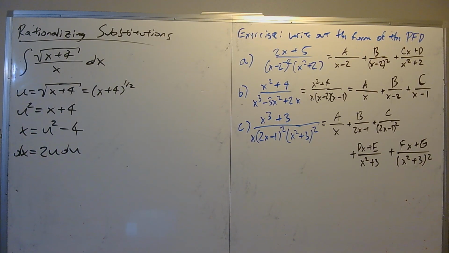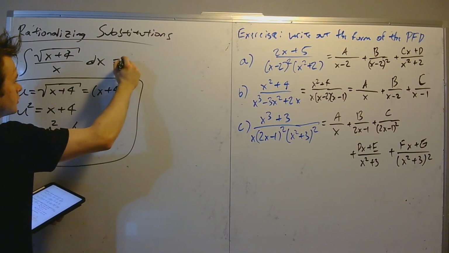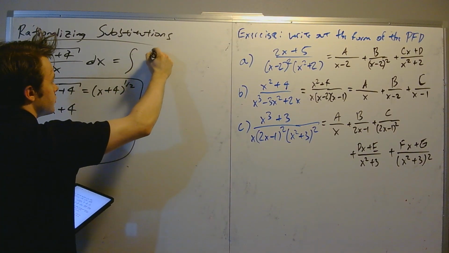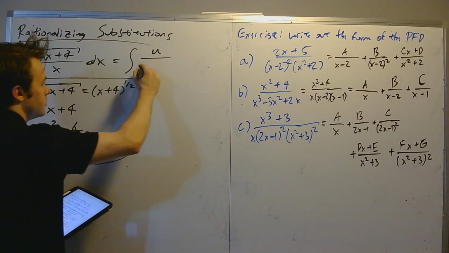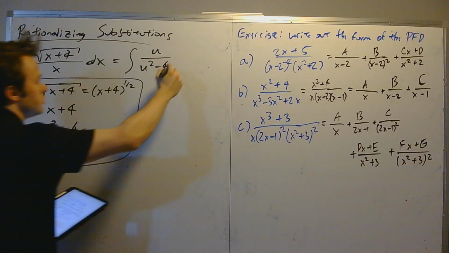Okay, so now we know how to replace everything in this integral, and we're going to go ahead and do that. So we're going to take the integral of, we said the numerator was actually u, so this is u, over we said x was u squared minus 4, and we said dx was 2u du.